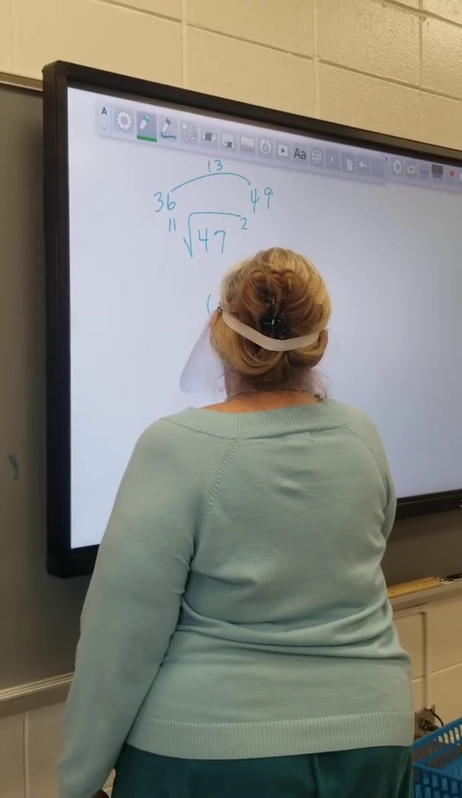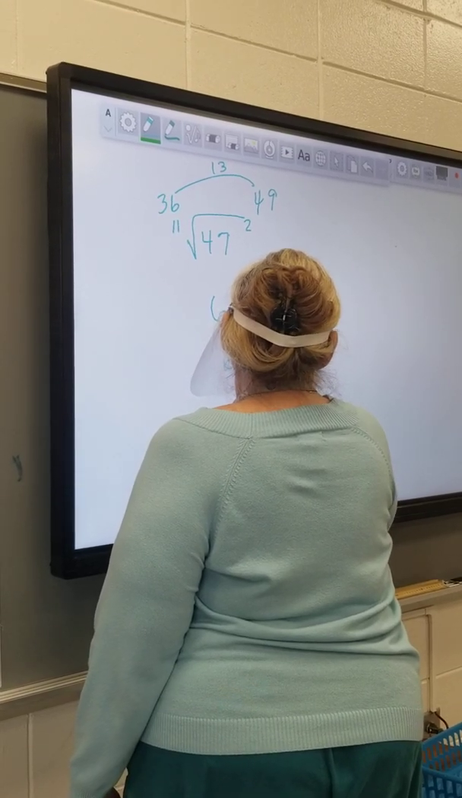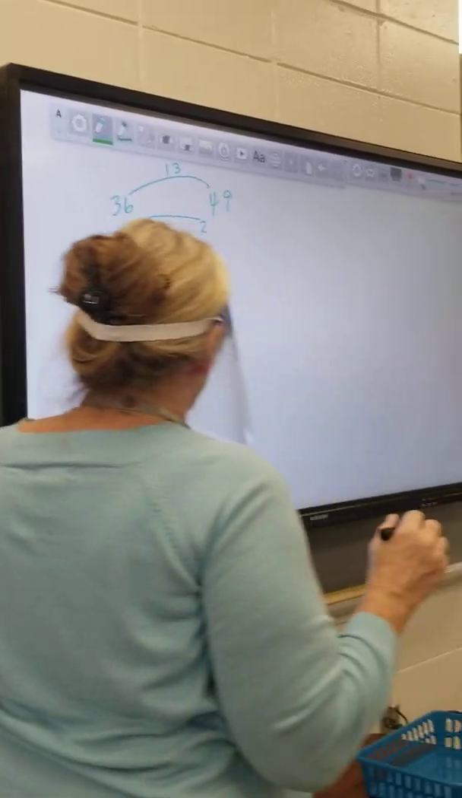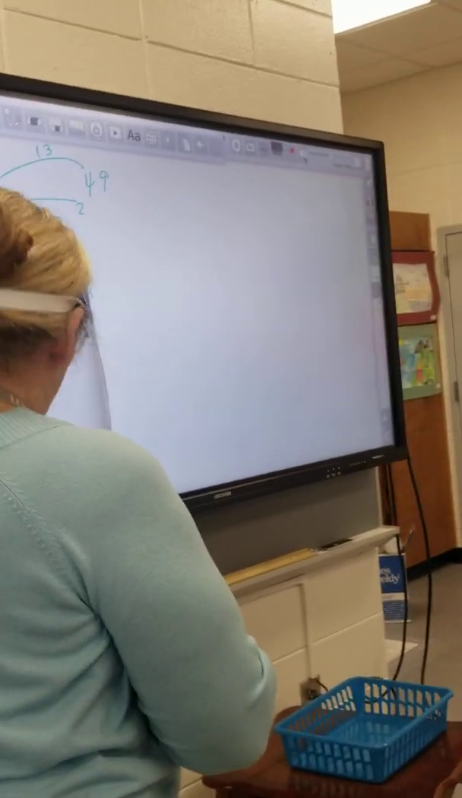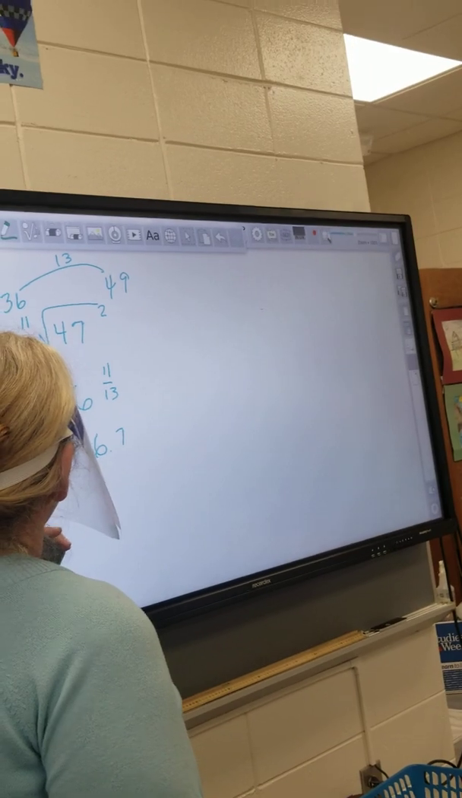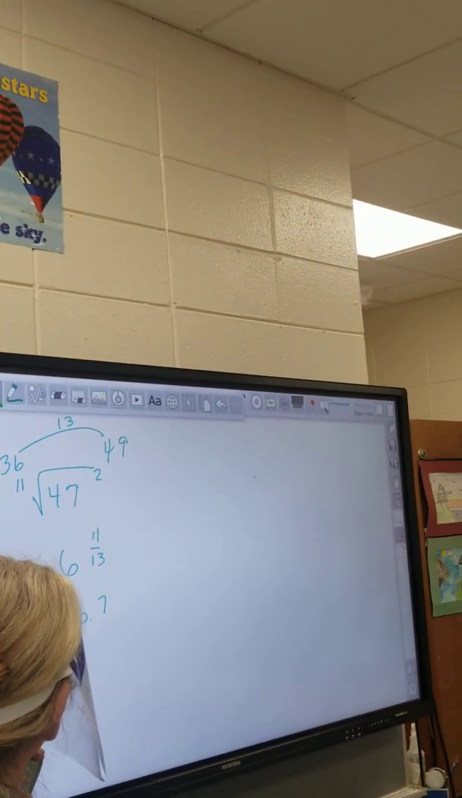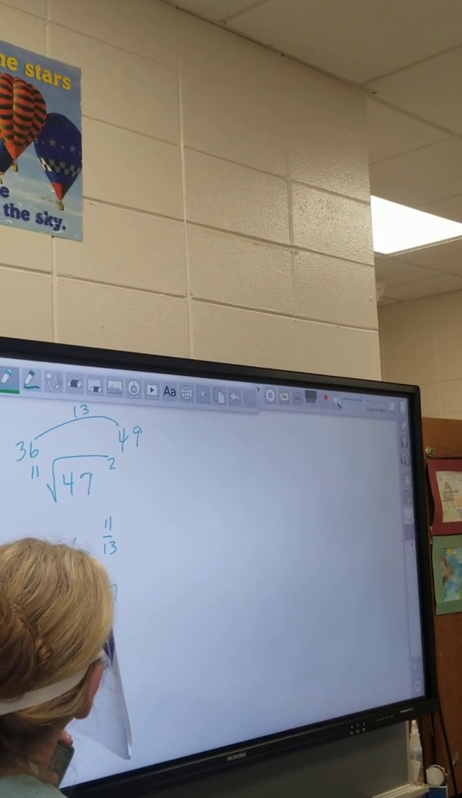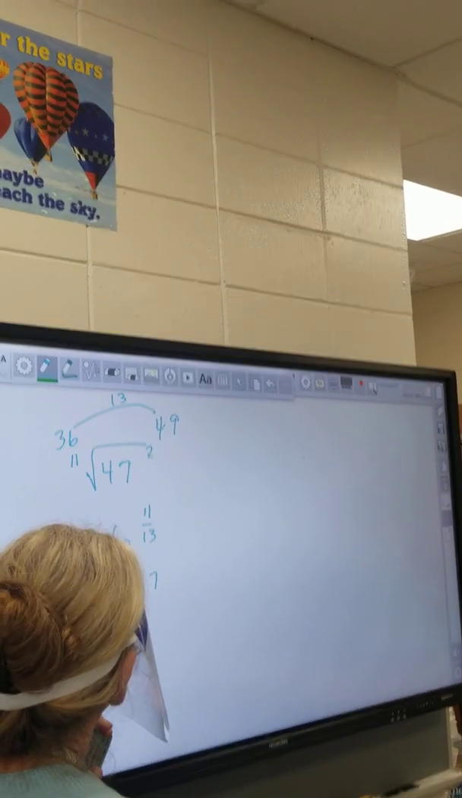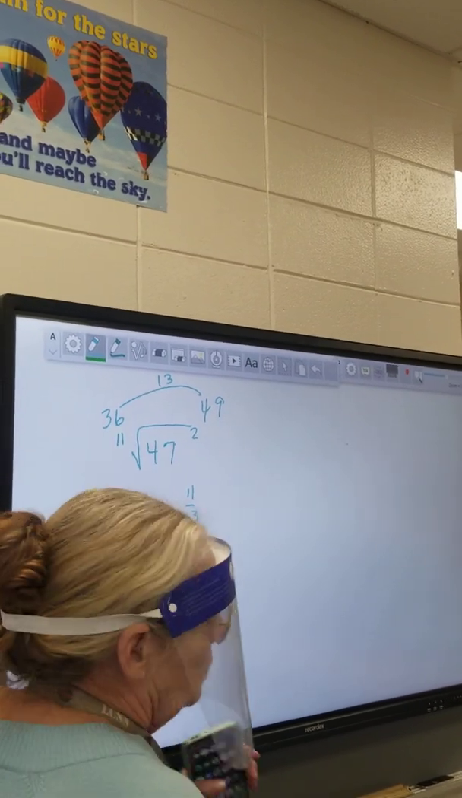But 47 is closer to 49, so wouldn't it be 7 instead of 6? I thought we put the square roots there. You said that for the other ones you were doing whichever one was closer. Where'd you get 6 from? 6 times 6 is 36, and 7 times 7 is 49. The whole number is going to be 6.